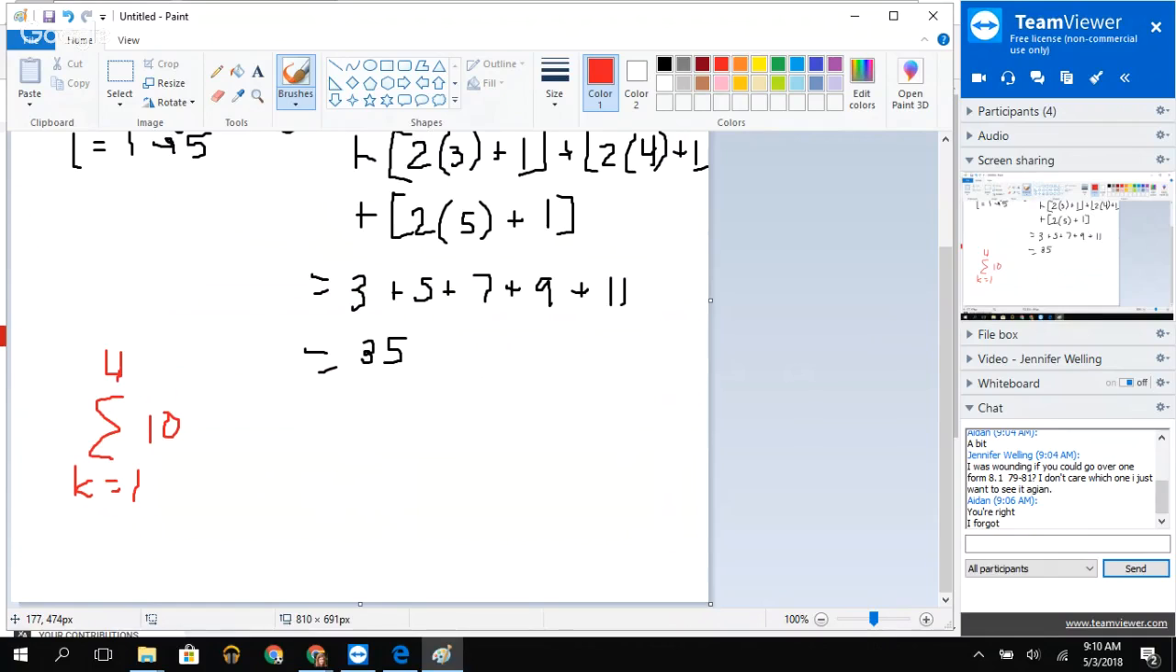Okay, so you can see that there is no k value in here. It's just 10. So when k equals 1, it's 10. When k equals 2, it's 10. When k equals 3, it's 10. And when k equals 4, it's 10. And so then we have 40. So that's all you have to do for those.